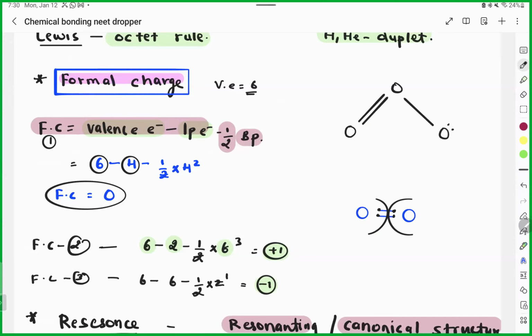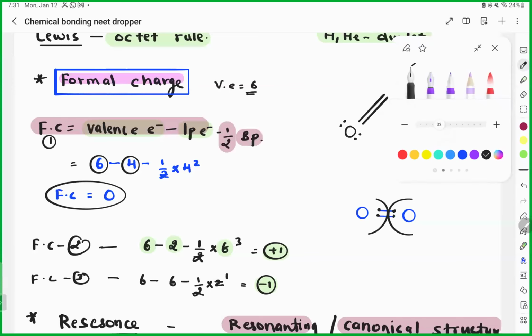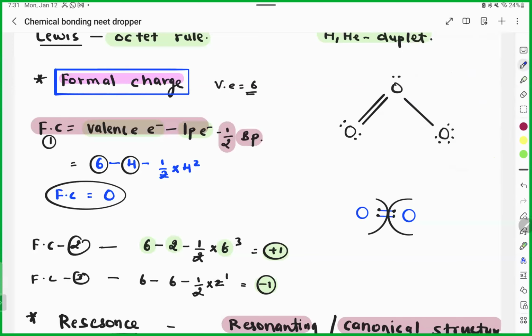Here you have six electrons. Here you have two electrons, and here you have four electrons. Okay, and this will be given to you, and it will be asked what is the charge on every atom, and charge on every atom is known as formal charge.